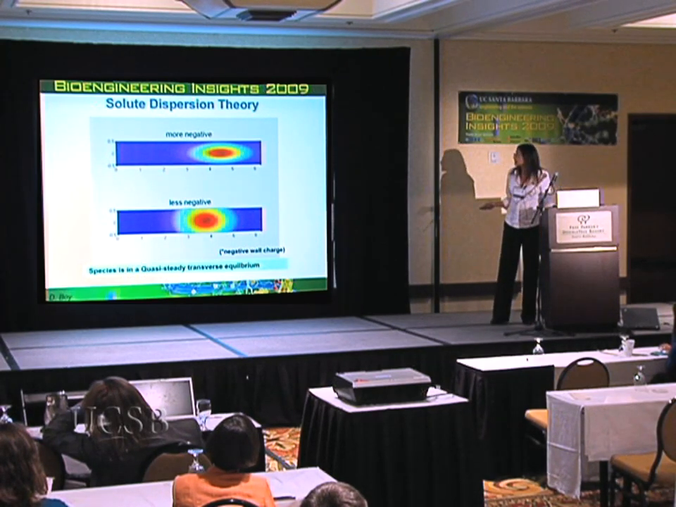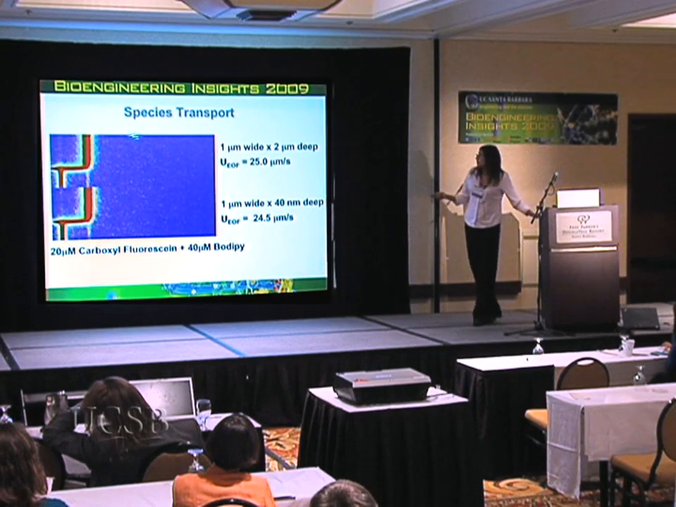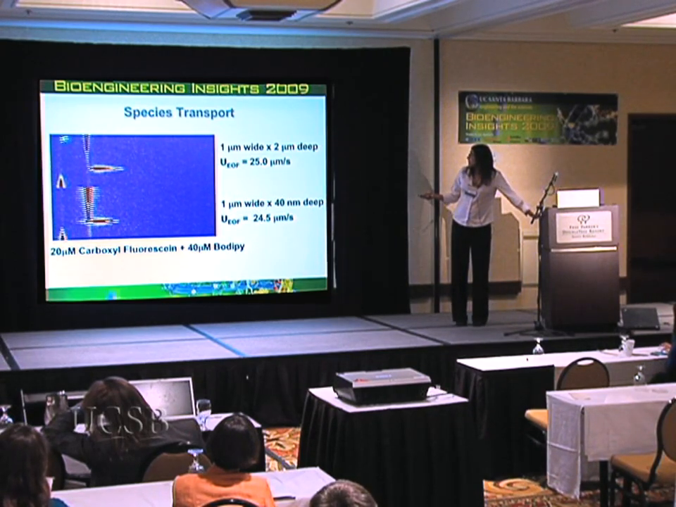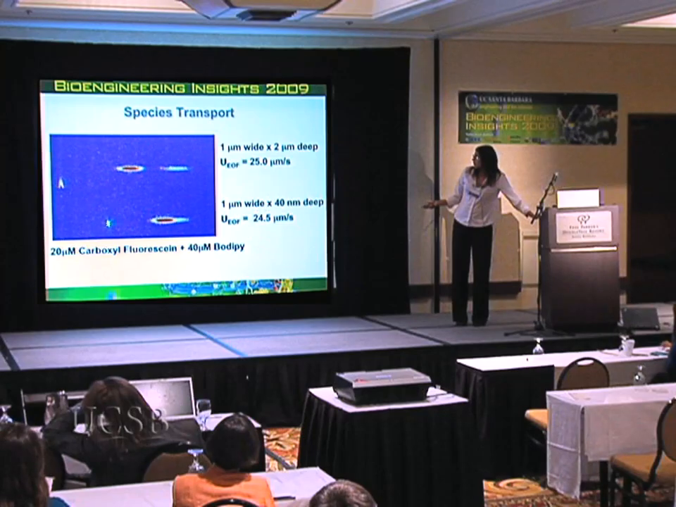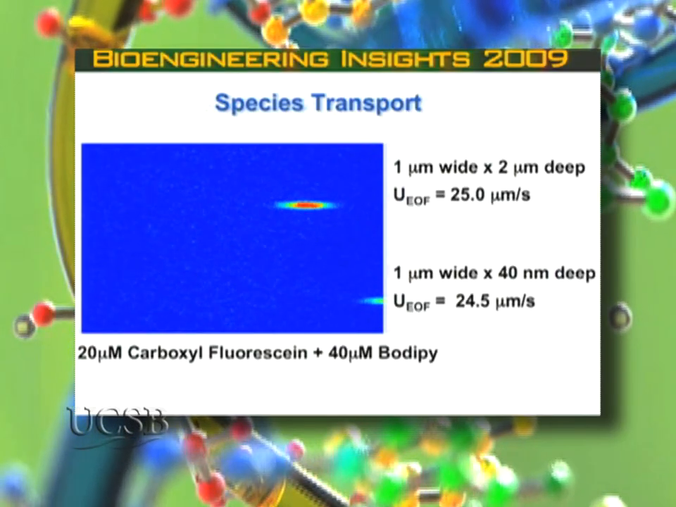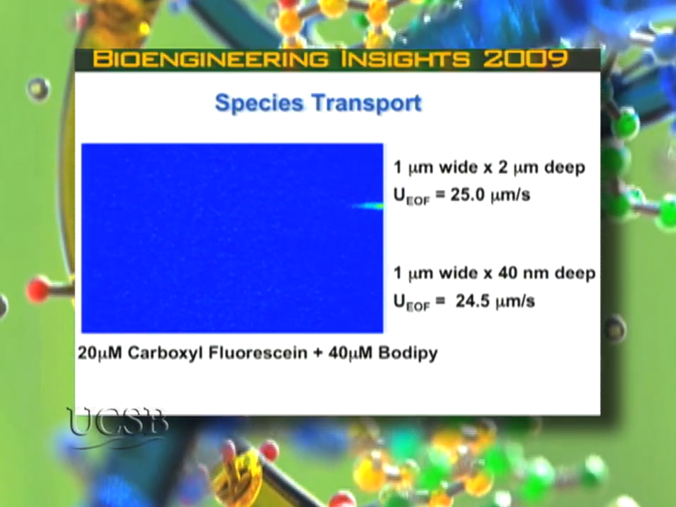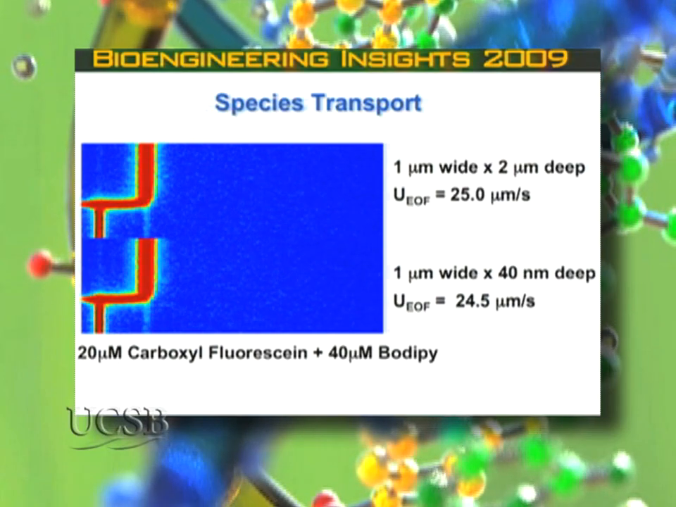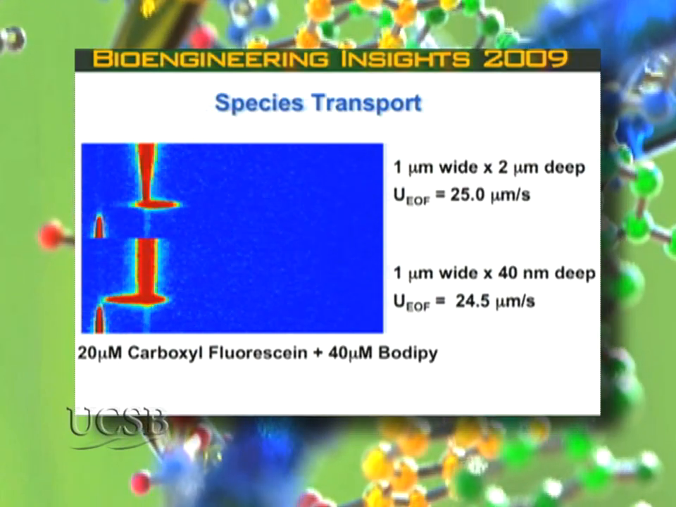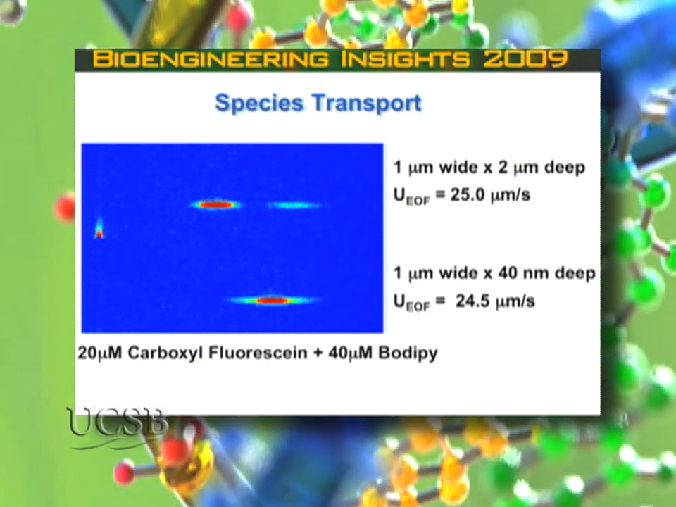So we did this theoretically. We also did this experimentally. What you see up top here is a 1 micron wide by 2 micron deep channel, and then 1 micron wide by 40 nanometers deep. You're seeing the same sort of separation I showed you a couple times before. We flow from top to bottom and then go from left to right. And what you see is the same fluorescein and BODIPY, and you see different separation dynamics.